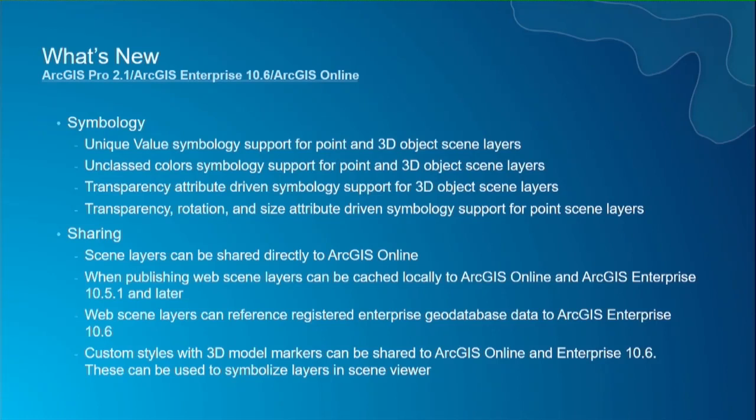When publishing web scene layers, they can be cached locally. I mentioned that already earlier. And then custom styles. I think starting with ArcGIS Enterprise 10.5.1, we allowed you to have a built-in style gallery that you can choose some symbols from. But now you can bring your own styles. And this is cool that if you have already preset styles for trees or cars, whatever it is, now you can bring in your own content, put it on the ArcGIS Online or enterprise environment, and use that custom style that you authored for yourself.